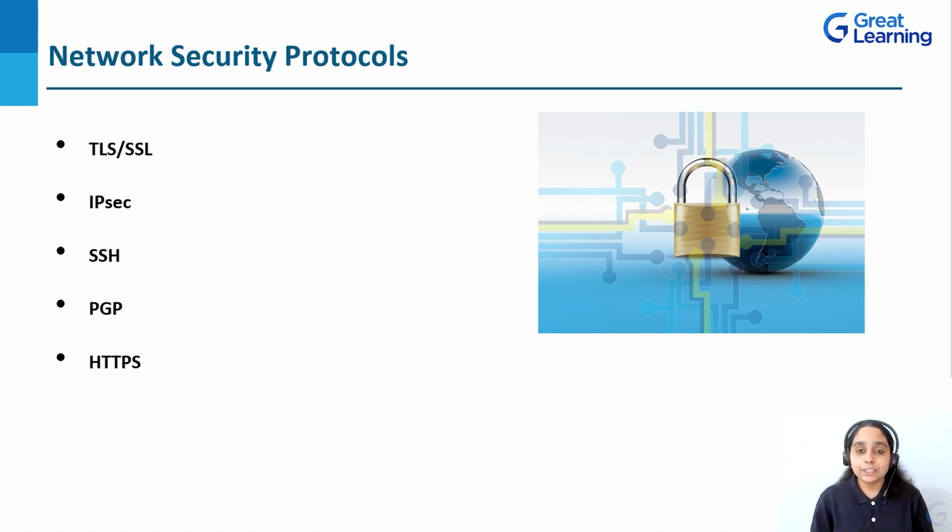IPsec is used with encryption algorithms such as triple DES, AES, etc. IPsec is fast and easy to implement. It is implemented in 2 modes, that is, tunnel mode and transport mode. In tunnel mode, both the payload and the header are encrypted and sent in a new packet with another header. In transport mode, only the payload is encrypted and not the header.